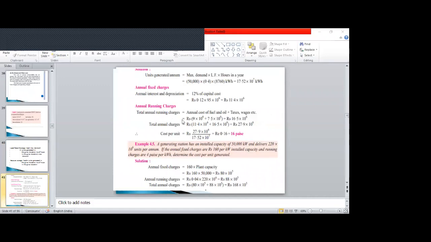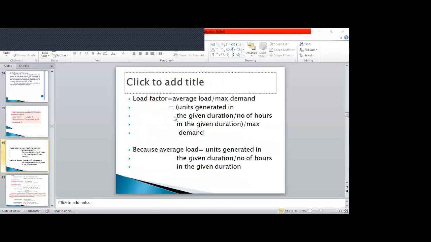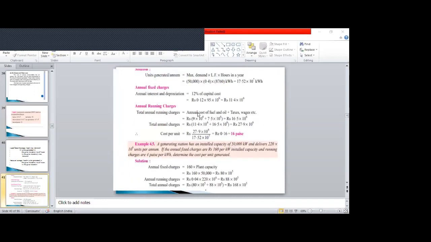So that will come under running charge. So interest and depreciation will come under fixed charge. It is considered for 12% of the capital cost. 0.12 into capital cost is mentioned, that is 95 into 10 to the power 6. So this will give the annual interest and depreciation, this much rupees. This is the annual fixed charge.